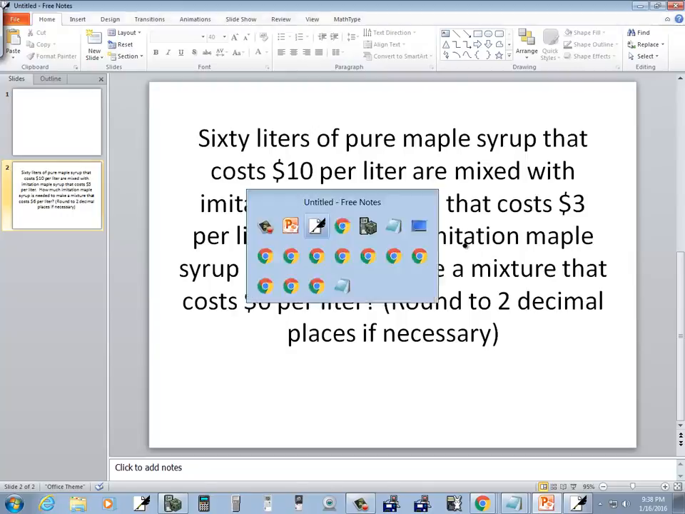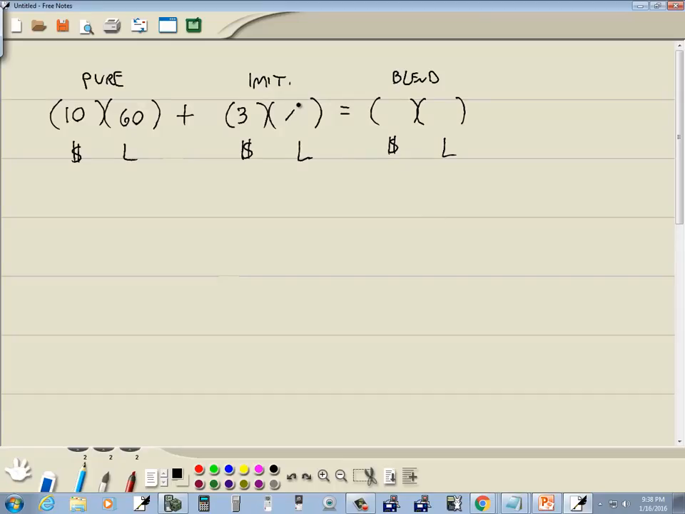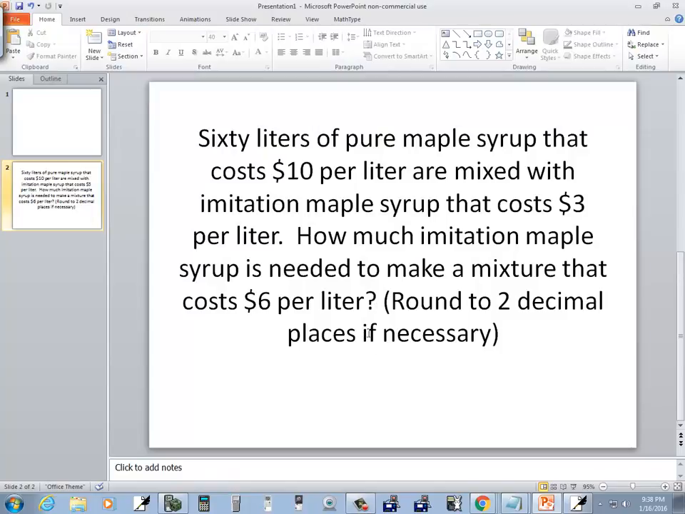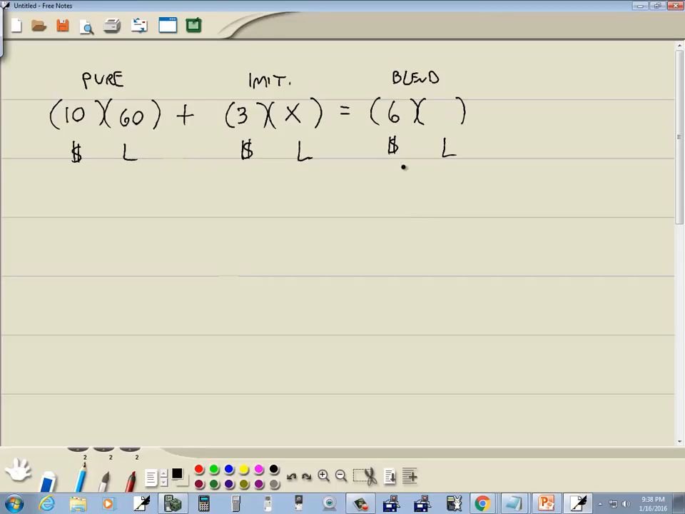How much imitation? That implies that this is going to be an X here, because we're trying to find how much of the imitation. And then to make a mixture that costs $6. So this tells us it's $6. So it looks like they pretty well give us everything except for the number of liters over here. Well, if this is a mix, then I'm going to take the number of liters here plus the number of liters here, and that'll give me my total number of liters. Well, this is 60 plus X. There we go. Okay, step 1.